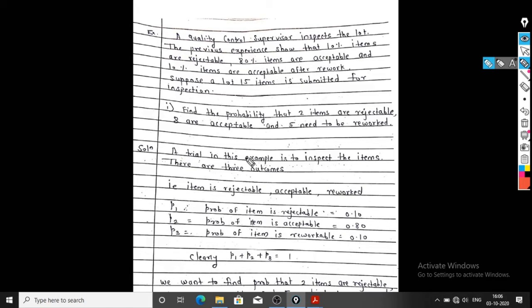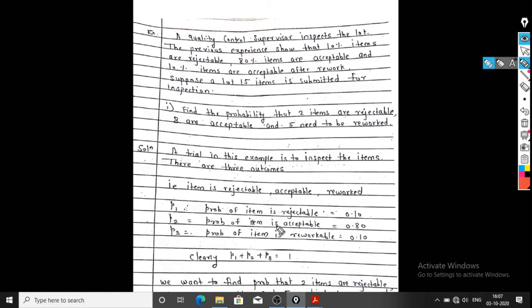Let us see. A trial in this example is to inspect an item. What is the trial in this example? To inspect the item. There are three types of outcomes. What are these? The item is either rejectable, acceptable or reworked. So we have three probabilities. p1, that is the probability that the item is rejectable. What is it? It is 10%, that is 0.10.